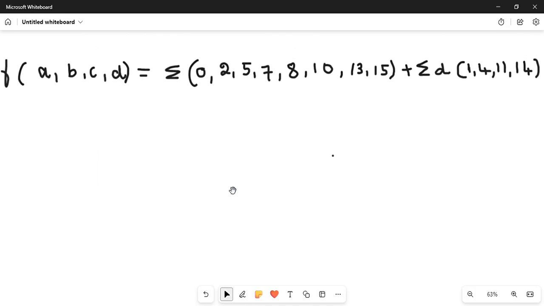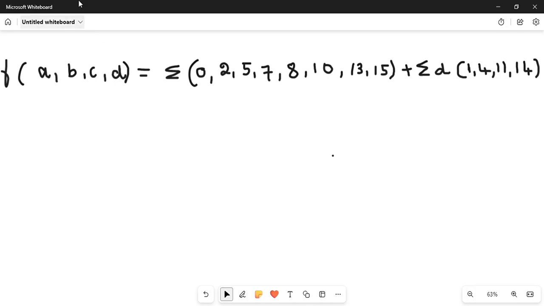Don't care terms allow us to replace the empty cells of a K-map. Whatever empty cells are present in a K-map, they allow us to replace them and form a group of variables which is much larger than the group you make without the don't care terms.